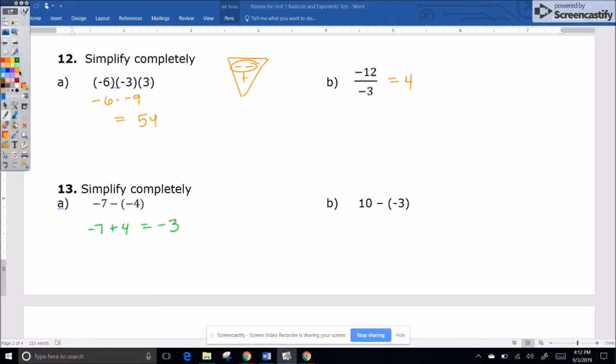We can also think of this as that these 2 negatives make a positive. These 2 negatives make a positive. Or we can keep, change.